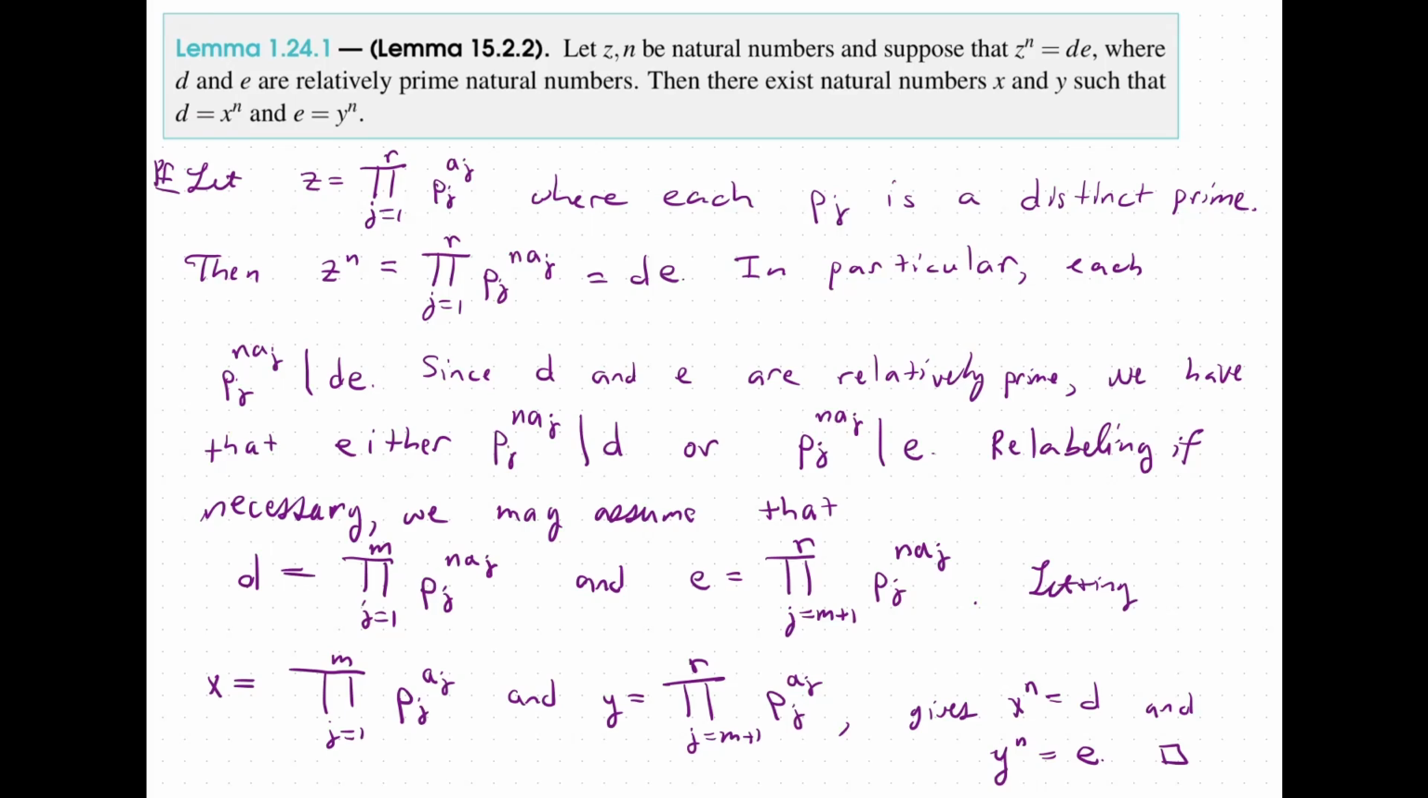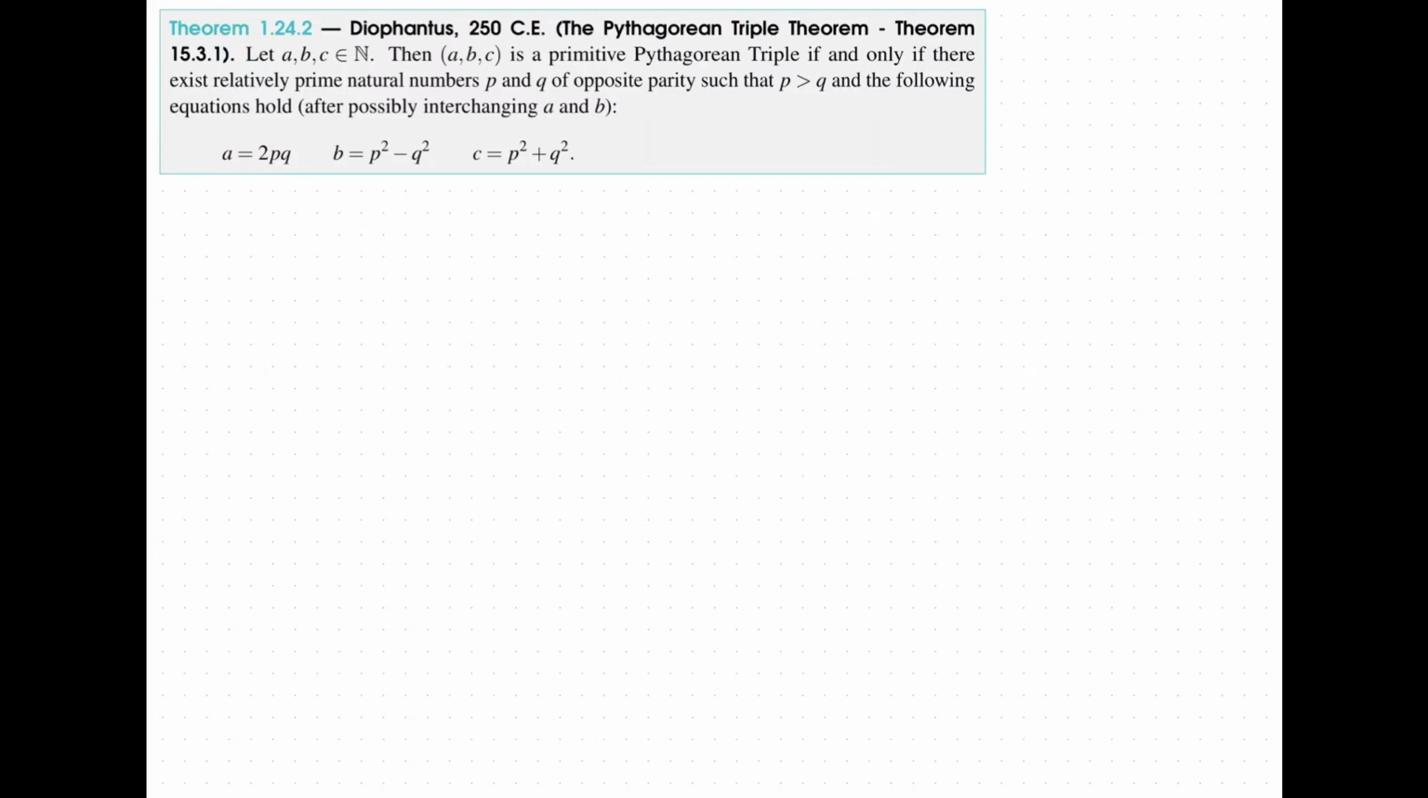And now we can go ahead and prove Diophantus's classification. Here is the Pythagorean triple theorem. It says, if we have natural numbers a, b, and c, then a, b, c is a primitive Pythagorean triple if and only if there exist relatively prime numbers p and q of opposite parity, such that p is greater than q, and the following equations hold after possibly interchanging a and b. So a is equal to 2pq, b is equal to p squared minus q squared, and c is equal to p squared plus q squared.